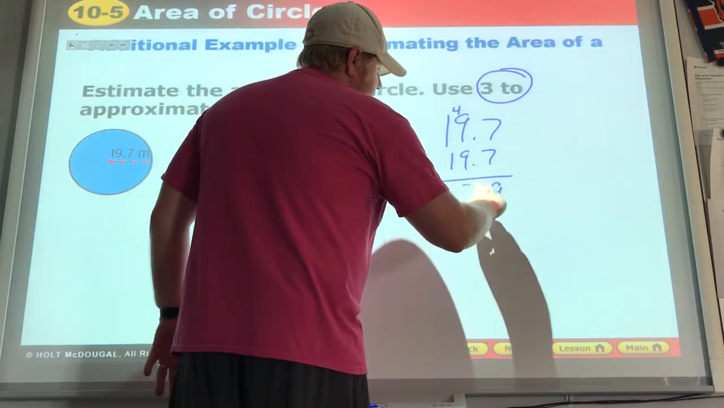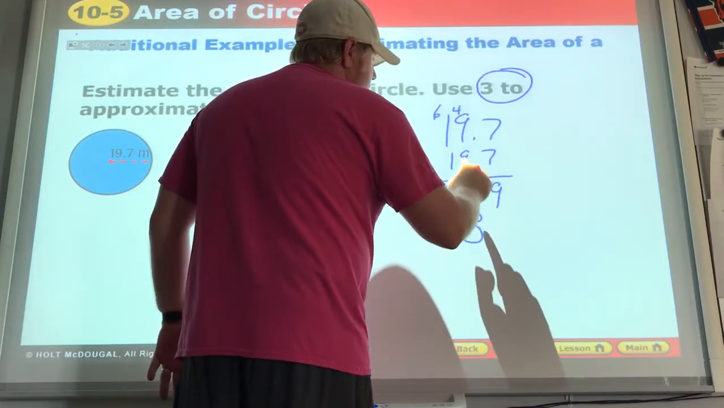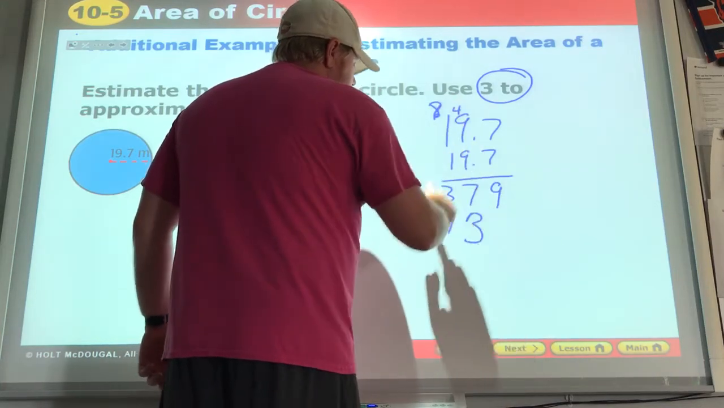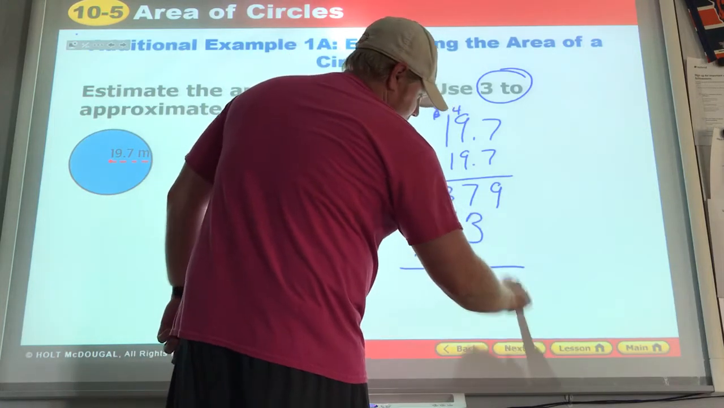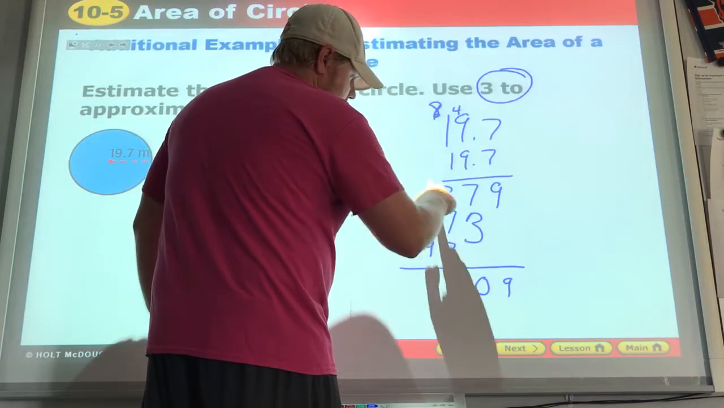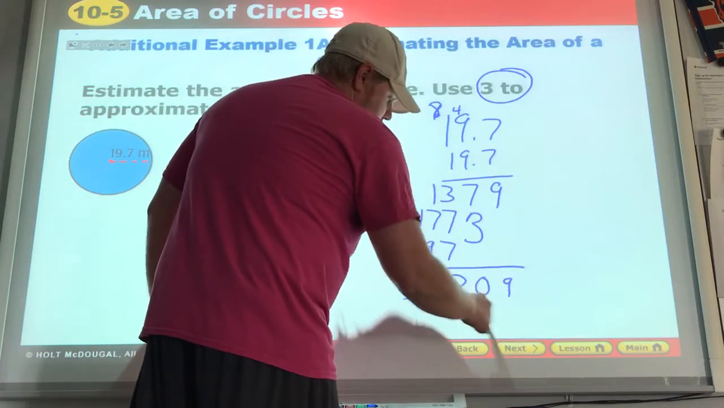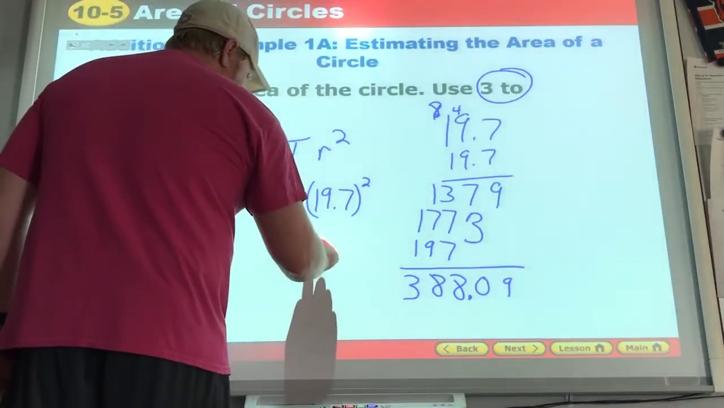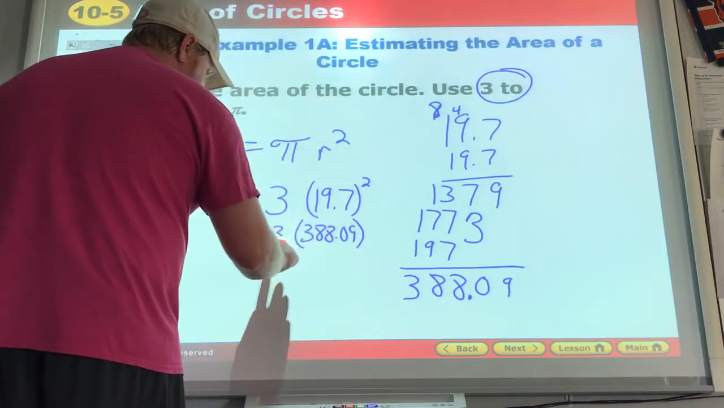All right, 7 times 9 is 63, so that's 63. Then 7 times 7, that's 49, and 9 times 9, that's 81. Then I got to add them all together. Okay, you must remember the rules. So it's going to be 388.09, and that's going to be times 3.